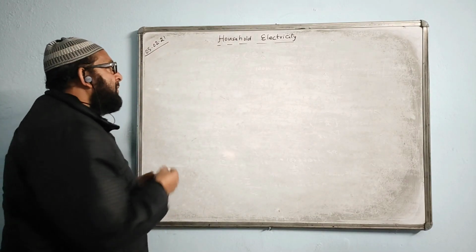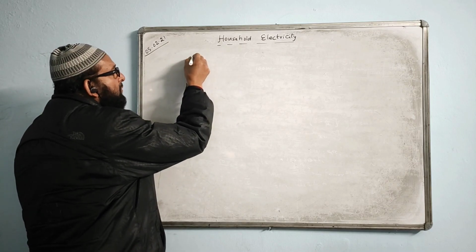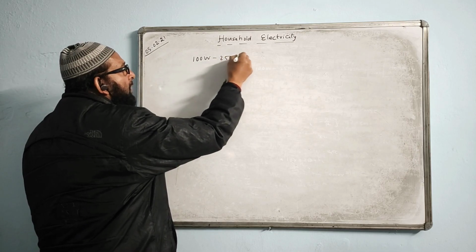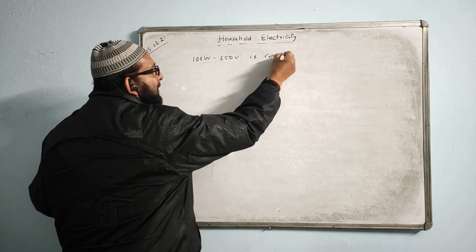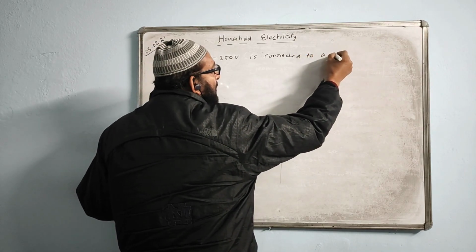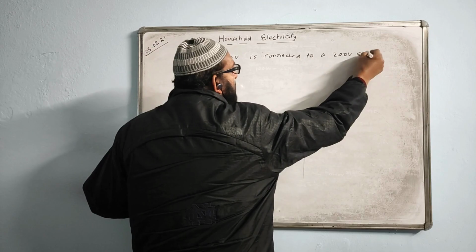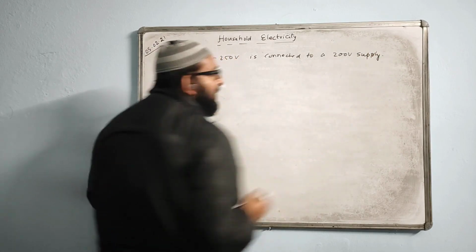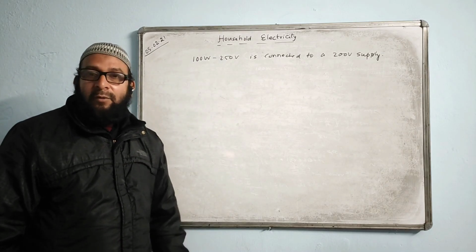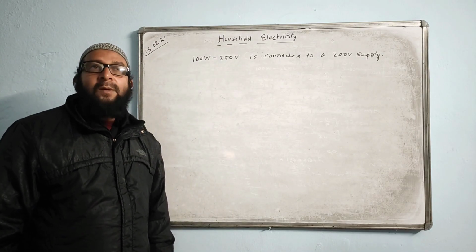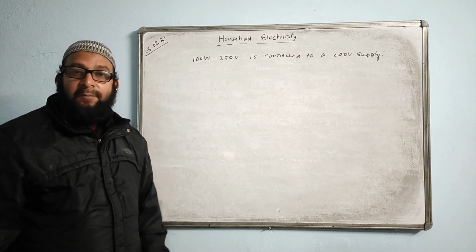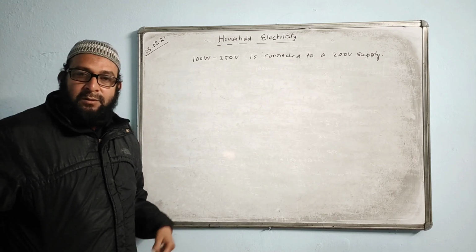Now after this, there was a question I have given, you see the notes also. The question says a bulb rated 100 watt, 250 volt is connected to a 200 volt supply. We are connecting the bulb not to a 250 volt supply but a 200 volt supply. How much power will it consume at this voltage? Find the power consumption by the bulb at this voltage.